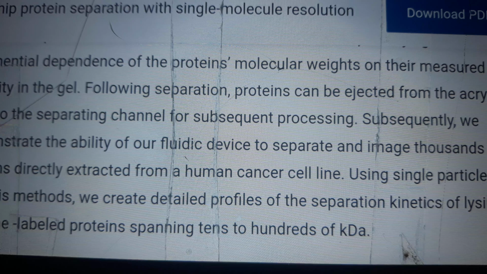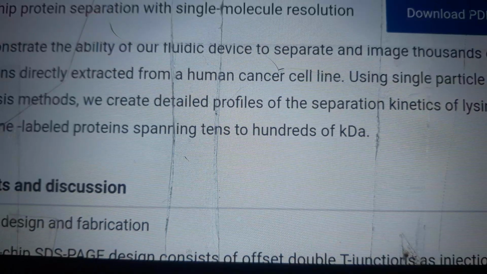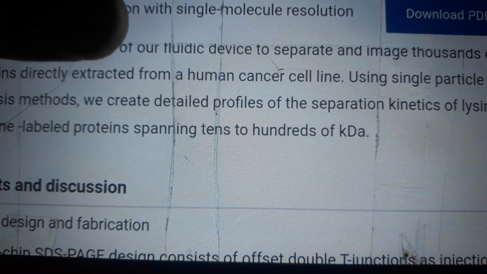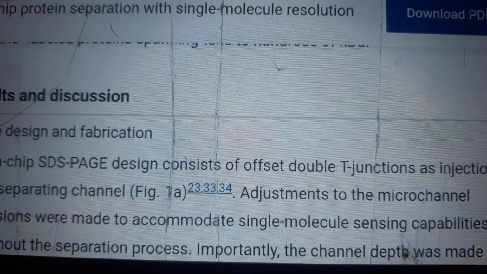Subsequently, we demonstrate the ability of the fluidic device to separate and image thousands of proteins directly extracted from a human cancer cell line using single particle image analysis methods we created. We also show detailed profiles of the separation kinetics of lysine and cysteine labeled proteins spanning tens to hundreds of kDa. Results and discussion.